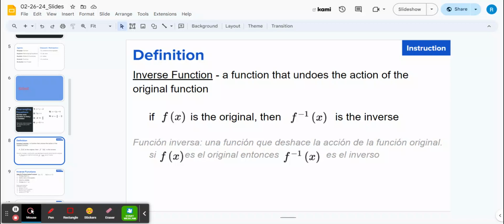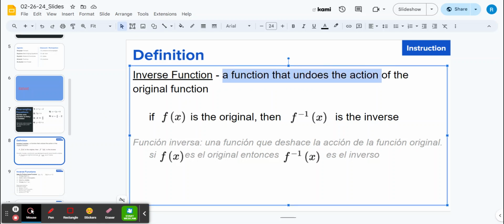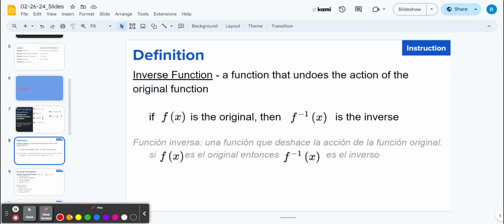All right, today we are learning something called inverse functions. And an inverse function, this is our first definition on our note sheet, is a function that undoes the action of the original function. So if we think about inverses, when I have plus, the inverse is minus. When I have multiply, the inverse is divide. When I'm squaring something, the inverse is taking the square root of that thing. So we're thinking about undoing the actions, doing the opposite, doing the inverse.